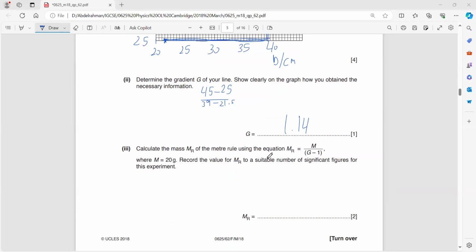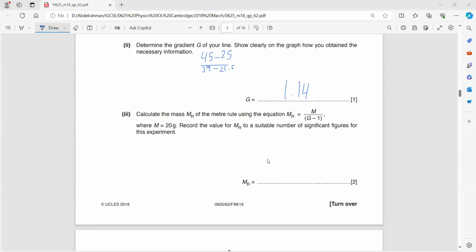Calculate the mass mr of the meter ruler using the equation mr equals m over g minus 1, where m is 20 grams, and we can use the g. Okay, yes, what's your question? 20 over 1.14 minus 1. Should I keep the triangle? You have to keep the triangle actually.